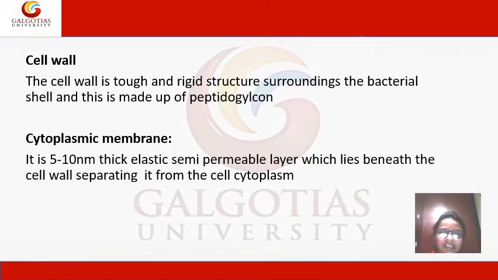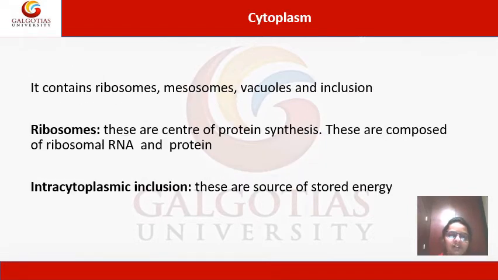Now second is the cytoplasmic membrane. This is the innermost layer present after the cell wall. This membrane separates the cytoplasm, which is a transparent fluid, from the cell wall. Third we have the cytoplasm. As already told, it is a transparent fluid present inside the cell envelope, and it has a number of structures like ribosomes, mesosomes, and vacuoles.